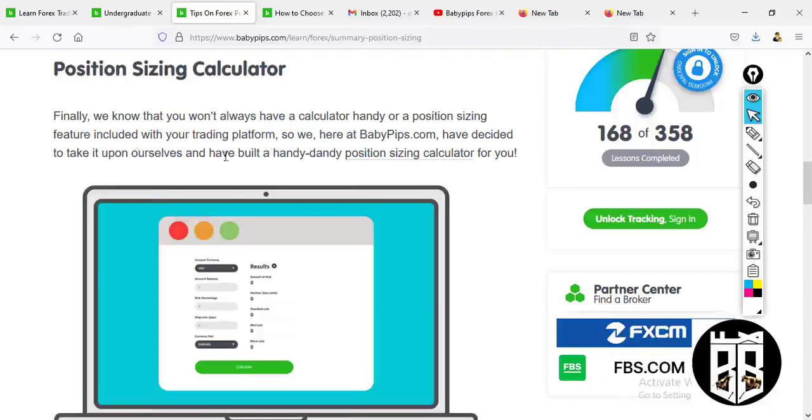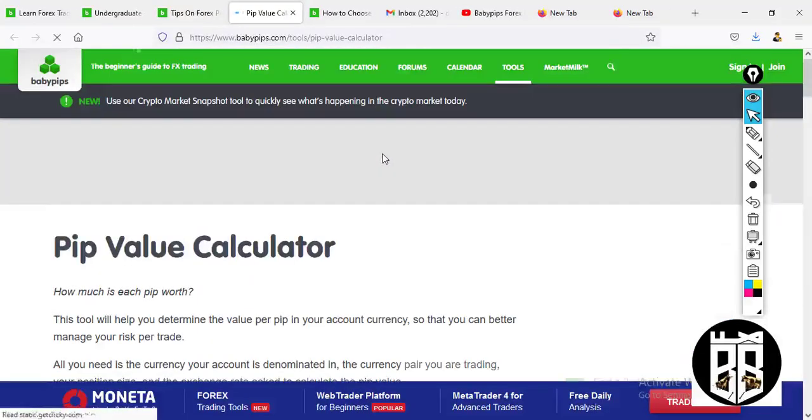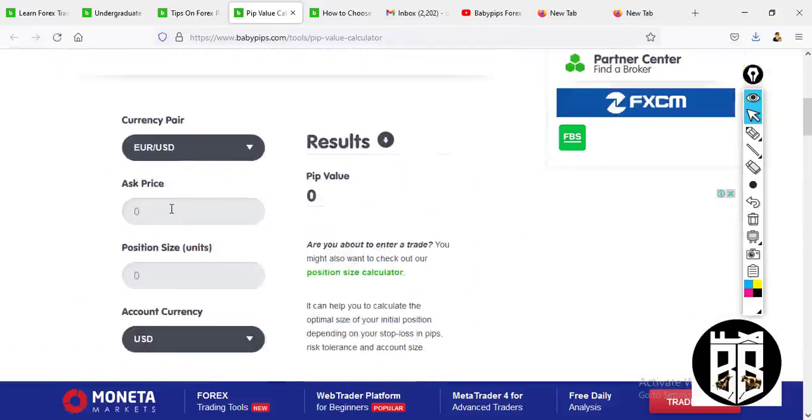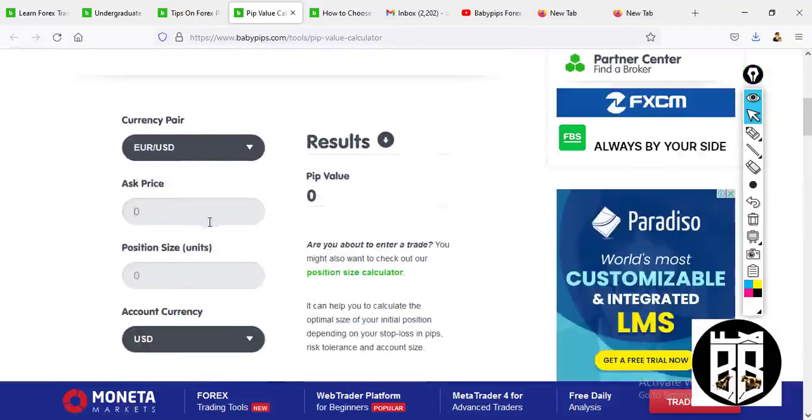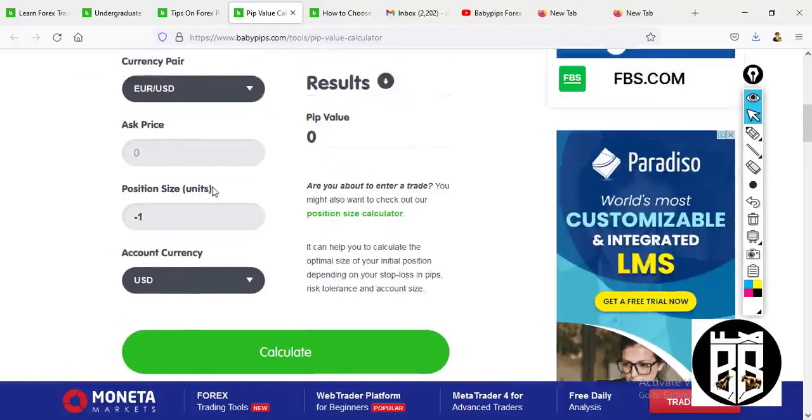So, the position sizing calculator. Finally, we know that you won't always have a calculator handy or a position sizing feature included with your trading platform. So here at babypips.com, we have decided to take it upon ourselves and have built a handy dandy position sizing calculator for you. Let's take a look at the pip calculator. So what is the ask price? You have to pick an ask price. What's the position size? You have to put in the position size. What is the pip value and everything? And you just click on calculate.